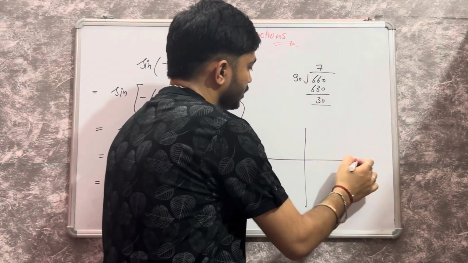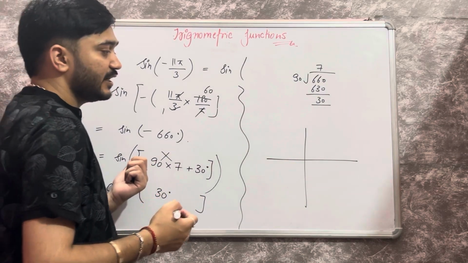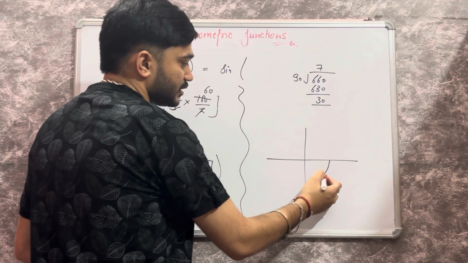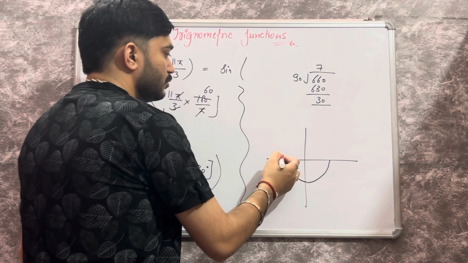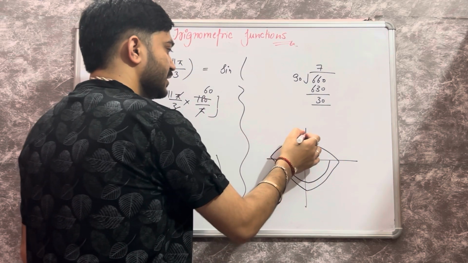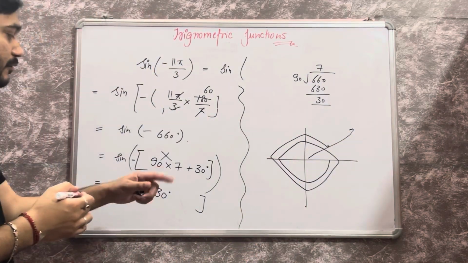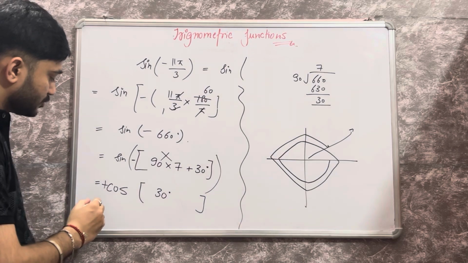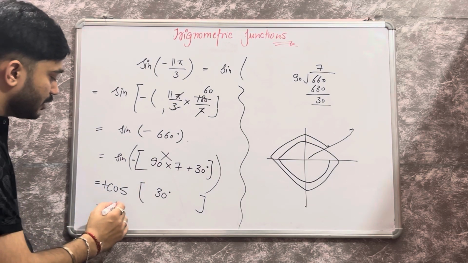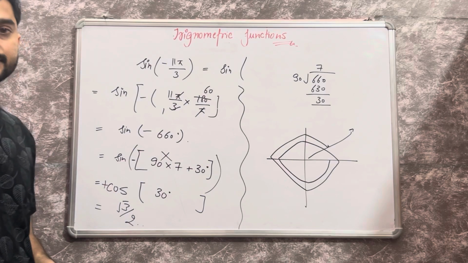Now we have to see in which quadrant it will lie. Since the sign is negative, we are going in anti-clockwise direction. 1, 2, 3, 4, 5, 6, 7, and we will reach the first quadrant. In the first quadrant, everything is positive. Cos of 30 degree will be root 3 by 2. Any doubts?